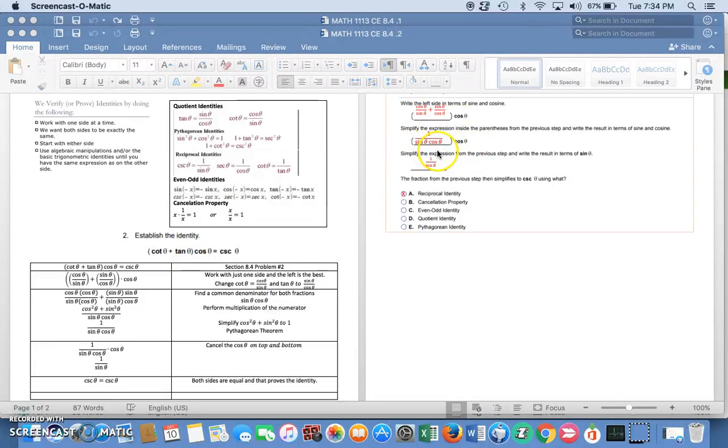1 over sine. 1 over sine times cosine. And then the cosines cancel and you get 1 over sine. From here, you go to the cosecant and you're using the reciprocal. These are the reciprocals. Hope that makes sense.